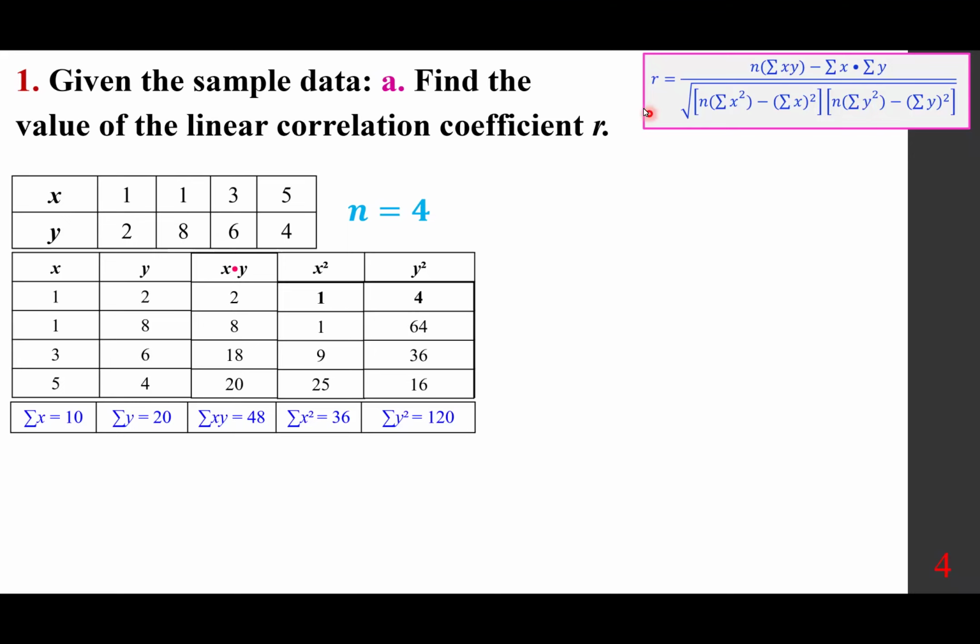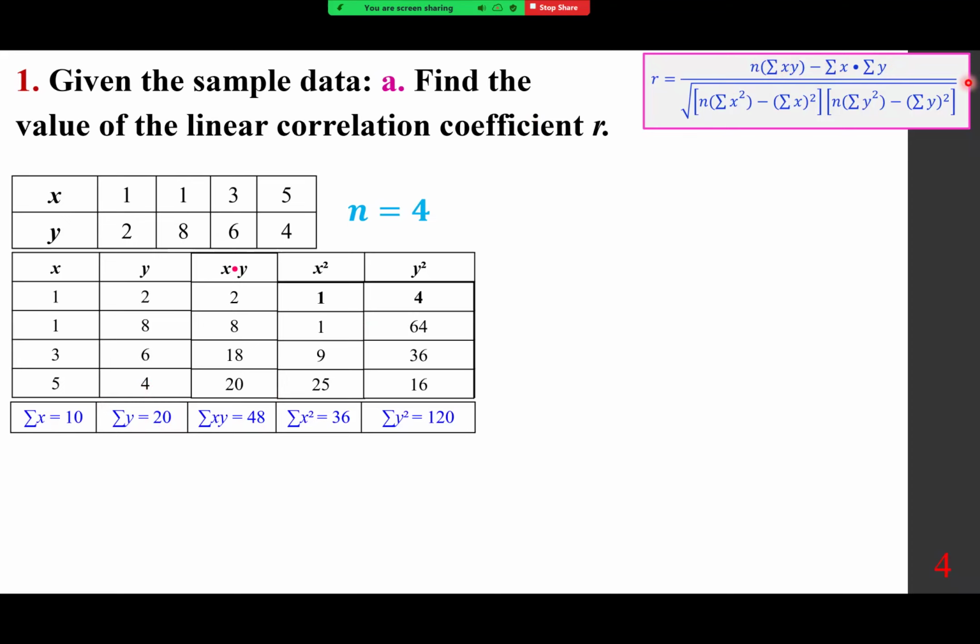Now we go with this formula and we say n is 4, summation of xy. So we look for xy, summation of xy is 48. So 4 times 48 minus summation of x times summation of y. Here's summation of x, 10. Here's summation of y, 10 times 20. So that would be the numerator.